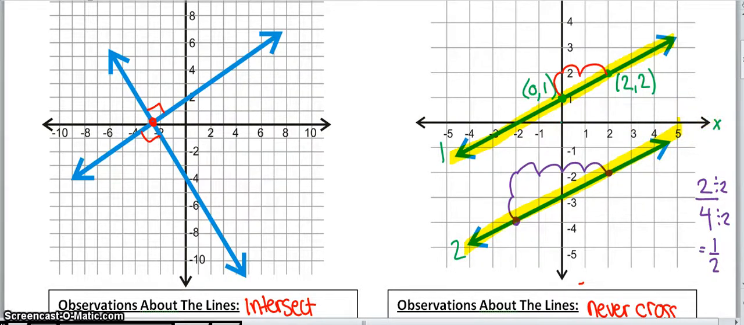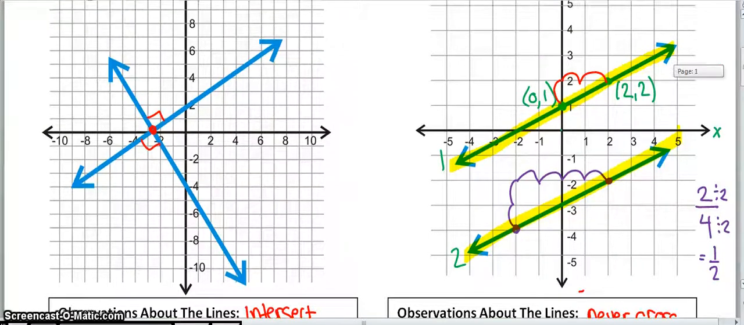It's kind of like if I were walking and you started 10 feet behind me and we were walking at the exact same pace, you would never catch up to me because I started ahead of you. That's what these lines are doing. They start at different places, but they're going at the same pace, so they'll never touch.